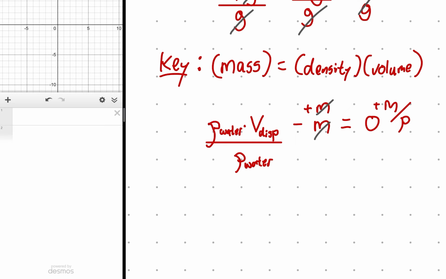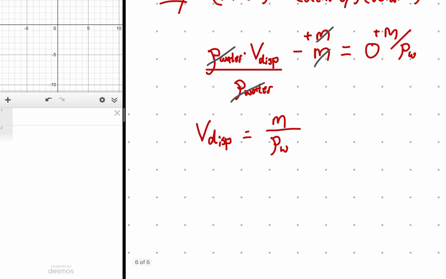And I didn't need to use such a thick pen. There we go. And so then on the right-hand side, we just have M divided by rho water. I'll shorten that to a W to save a little bit of space. Then over here, these are going to cancel out. So we're just left with the displaced water equaling the mass of the crate divided by the density of water.